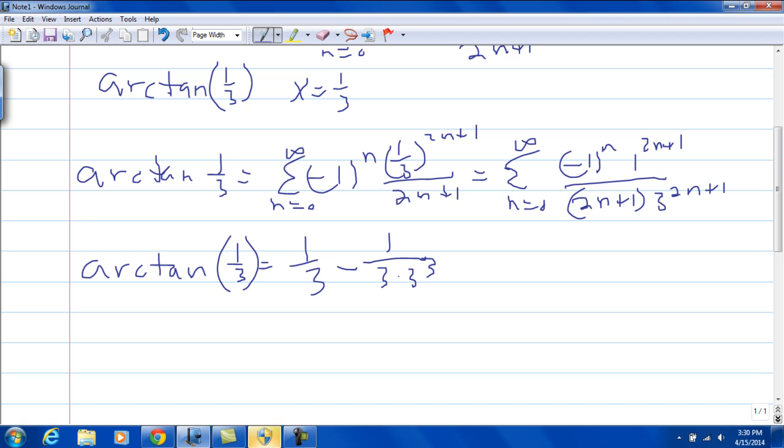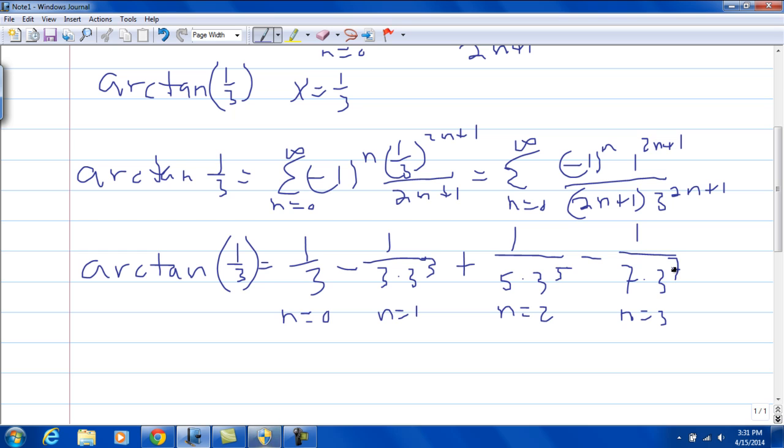And the next one, n is 2, so it'll be a plus. So -1 to the 2 is 1, and it's just going to be 1 on top, over 2 times 2 is 4 plus 1 is 5, times 3 to the 5th. Then the next one, n equals 3, 1 over, minus here because -1 to the 3rd power is -1. 3 times 2 is 6, plus 1 is 7, times 3 to the 7th.